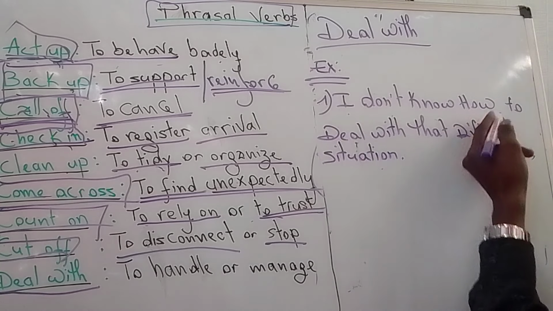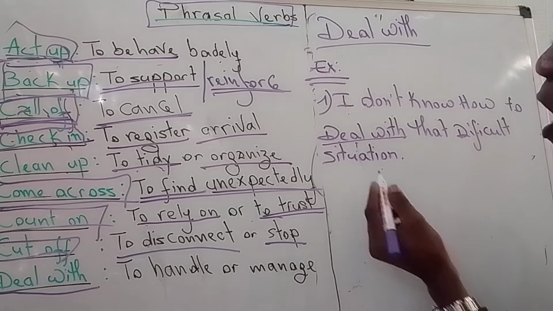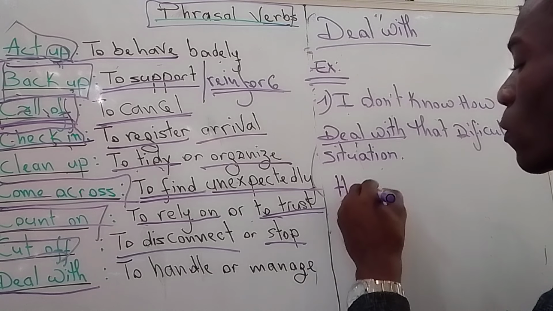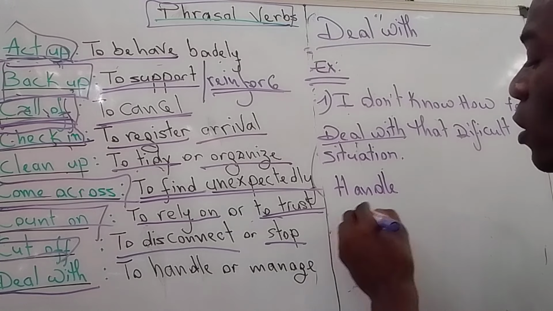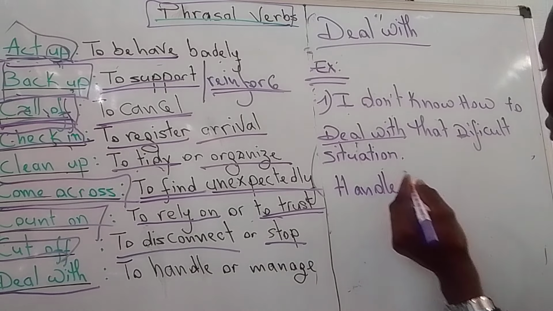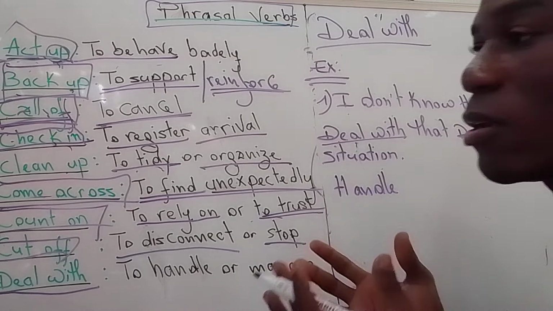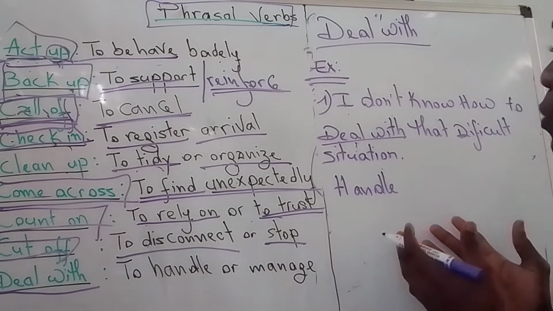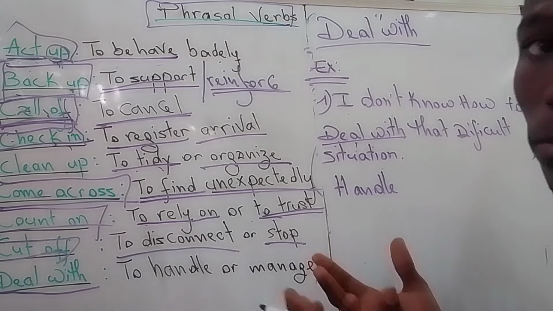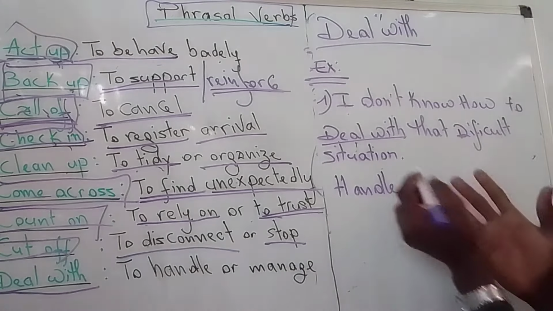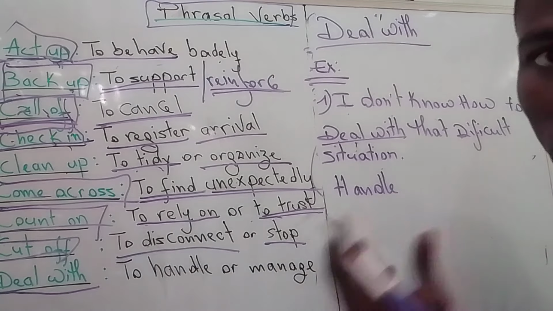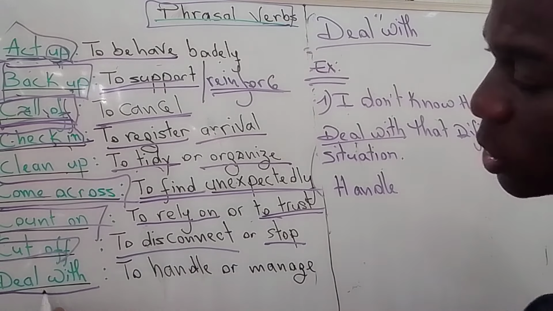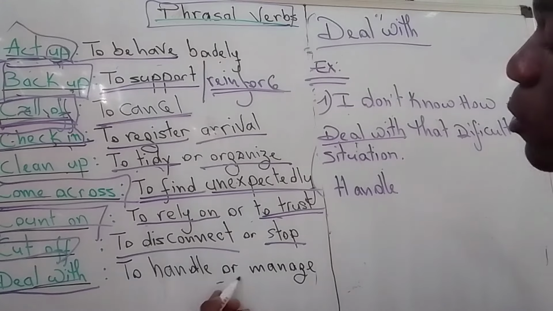Okay? I don't know how to deal with it. I don't know how to handle it. You can say, I don't know how to handle that difficult situation. That difficult situation is maybe hard, maybe sad. That difficult situation can be a big problem for me. I don't know how to handle it. I don't know how to deal with that difficult situation. This is the definition or the meaning of deal with: to handle or to manage.